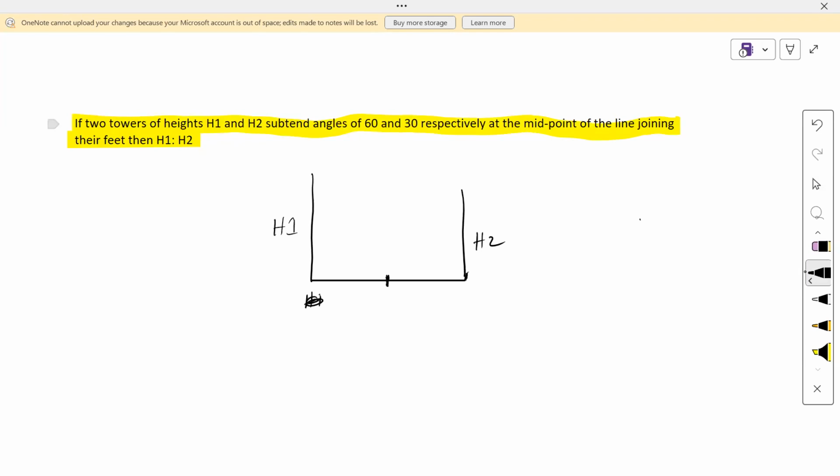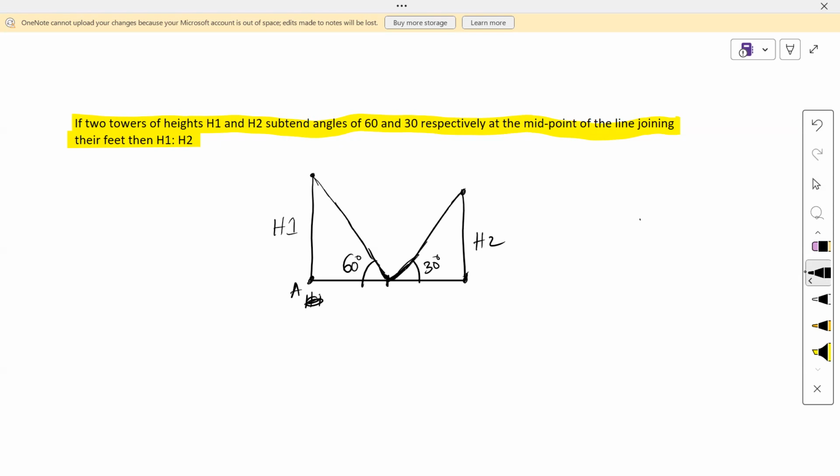The two towers of heights h1 and h2 subtend angles 60 and 30 respectively at the midpoint of the line joining their feet. Subtending means these two ends are making an angle at the midpoint. So h1 from its two end points is making an angle at this midpoint, and even h2 as well. h1 is making a 60-degree angle and h2 is making a 30-degree angle at the midpoint.